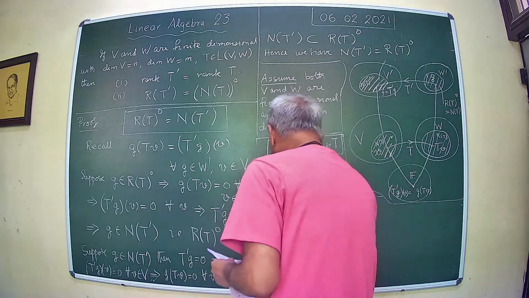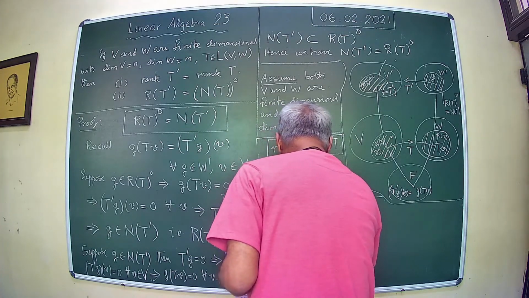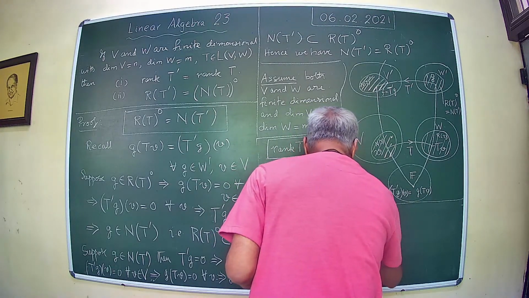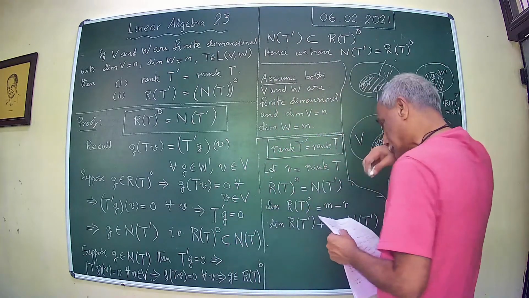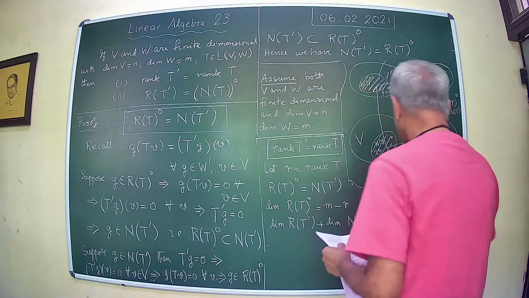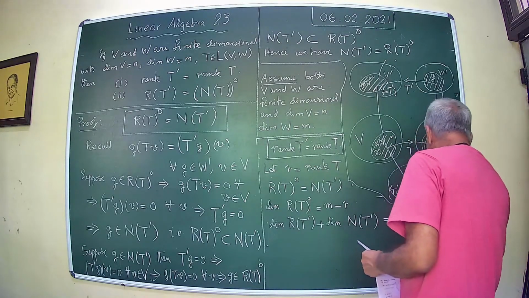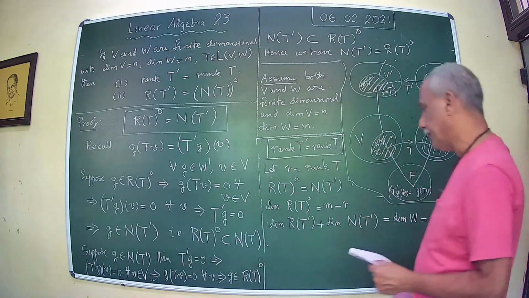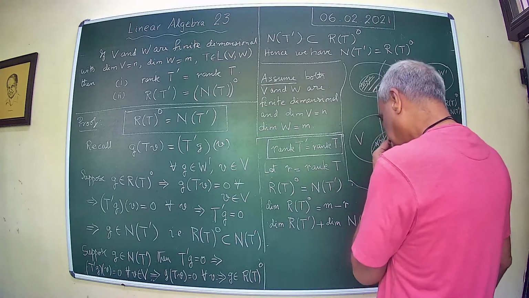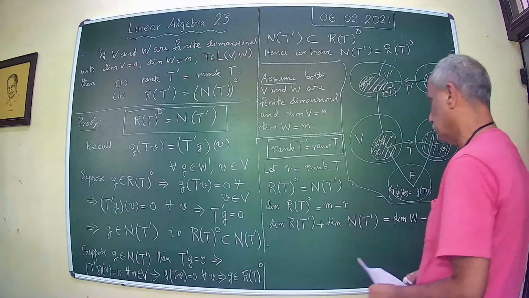Now we have dimension of R(T prime) plus dimension of the null space of T prime equal to the dimension of W. Okay. So, but we already know the dimension of, okay.